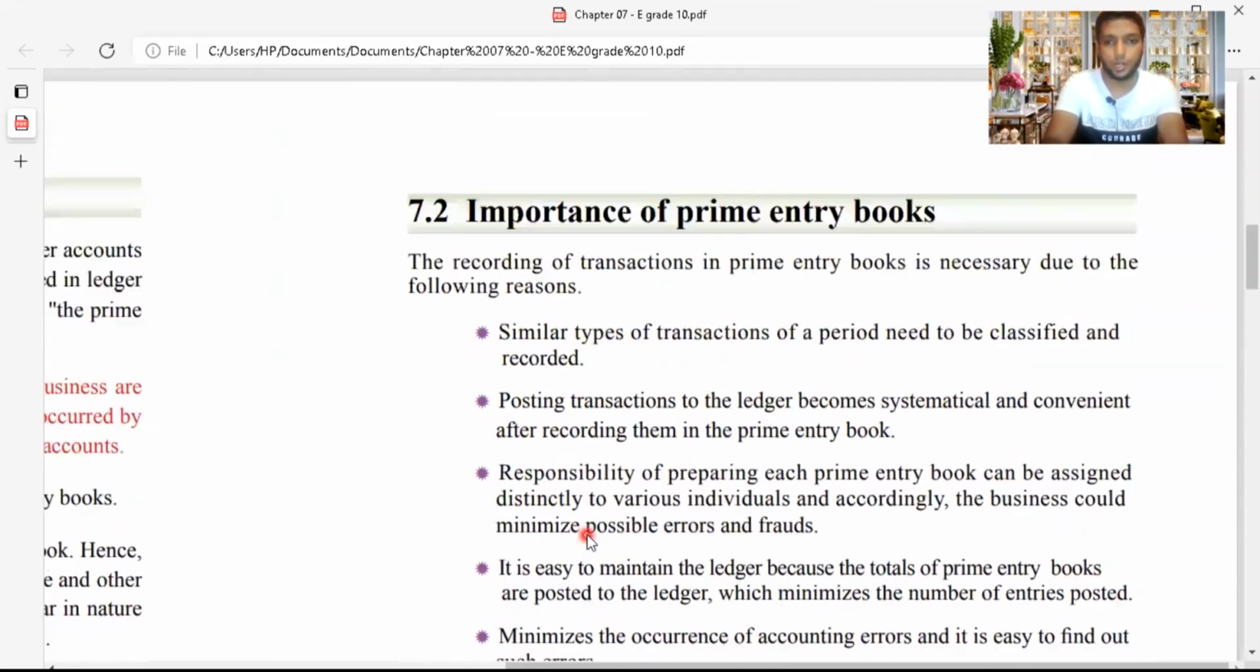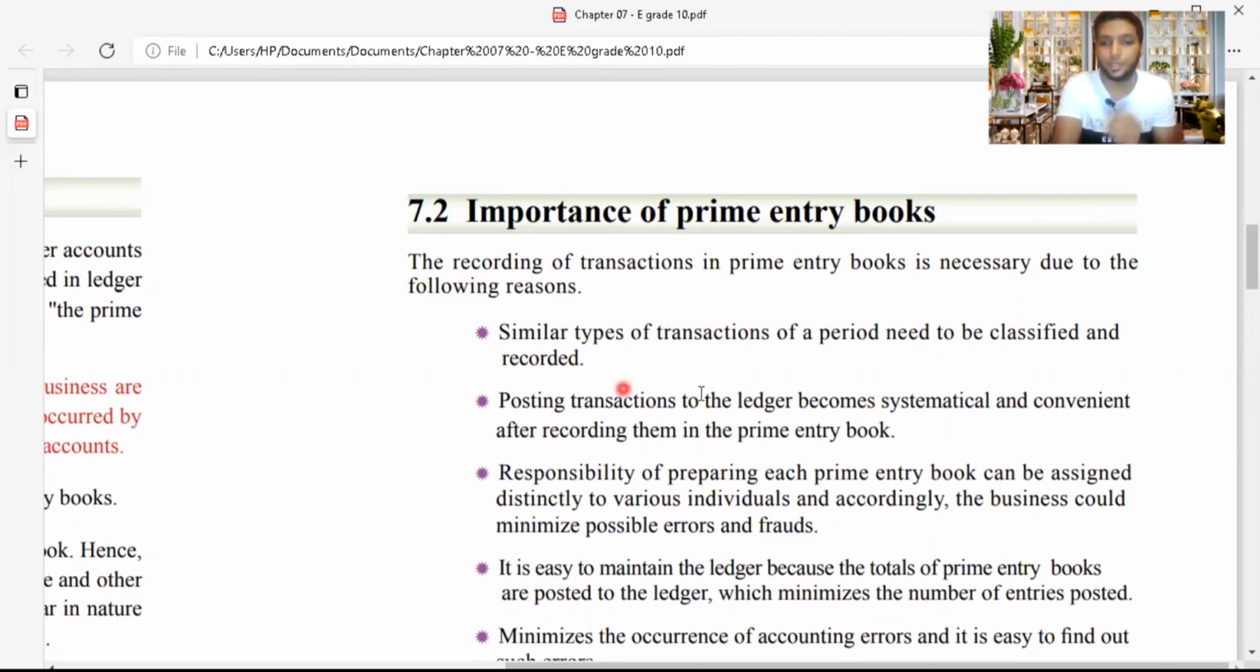So we have the importance of prime entry books. Why is a prime entry book important? Let's directly move on to the point. Similar types of transactions of a period need to be classified and recorded. So cash transactions should be recorded in a cash book. It means it's very easy for you to take the information whenever you want. Posting transactions to the ledger becomes systematic and convenient after recording them in the prime entry book.